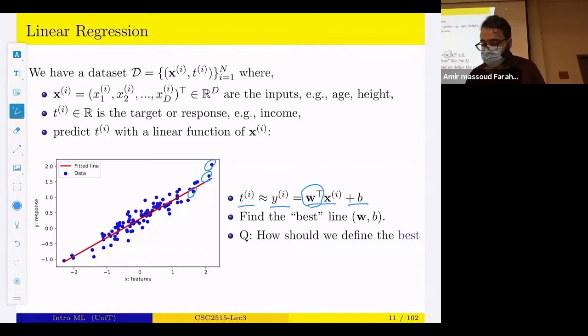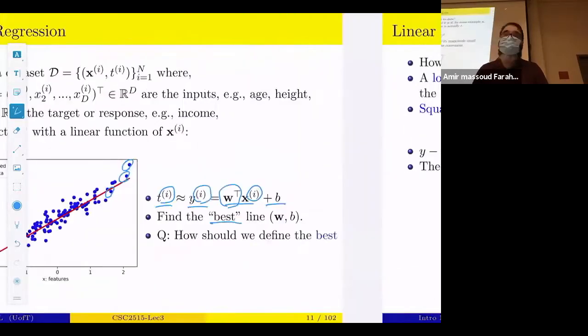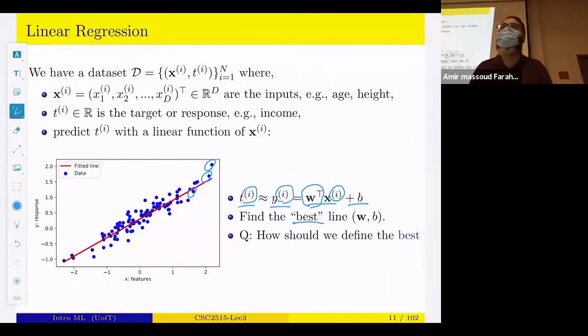So for data point i, Xi, our prediction Yi should be close to Ti. And I think this was the point where we stopped last time. And now the question is, how do we define the best fit, or the best line passing through these points? Any suggestion or idea?